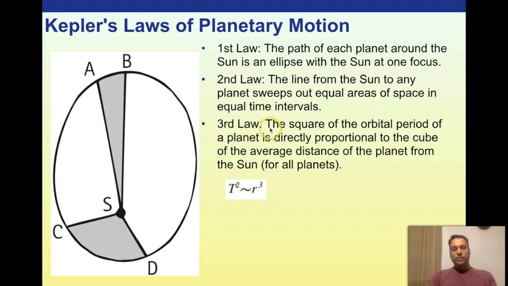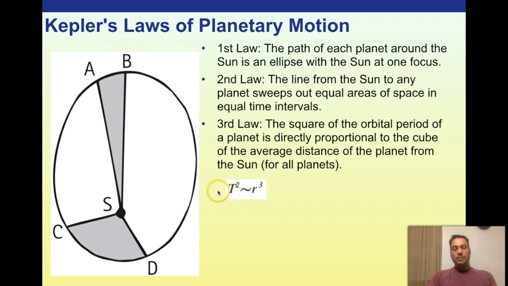His third law was that the square of the orbital period of any planet is directly proportional to the cube of the average distance of the planet from the sun. And this is for all planets. So it turns out that if you know how long it takes a planet to go around the sun, and you know its radius, you can apply that to all the planets.